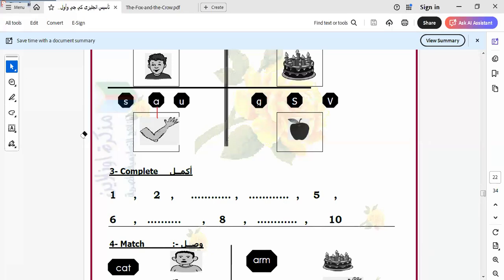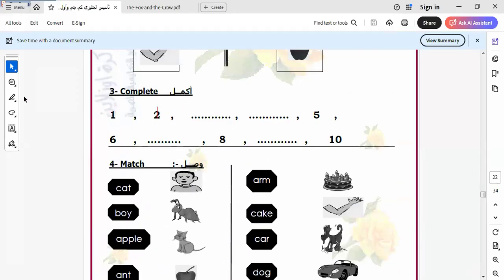Here are the numbers. I think we know the numbers. I write it for you. I will leave this to do by yourself as homework. Let's do this together. Here is 1, 2, 3, 4, 5, 6, 7, 8, 9, and 10.